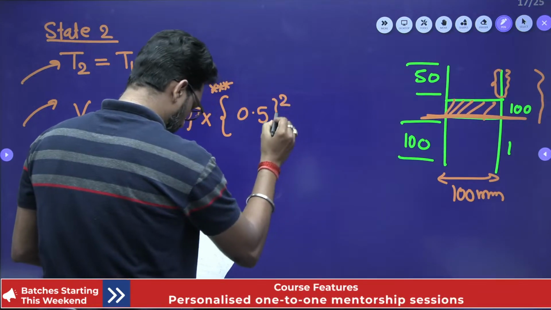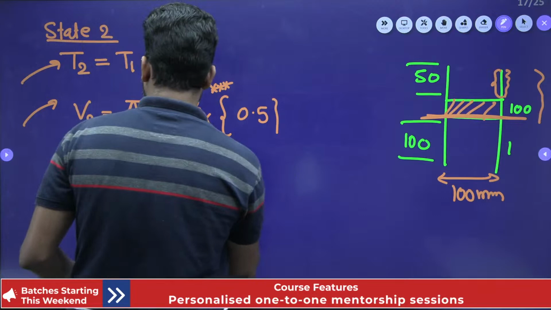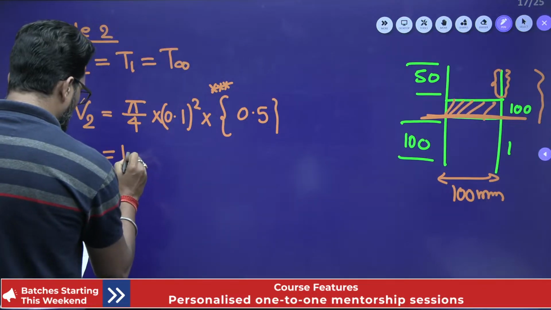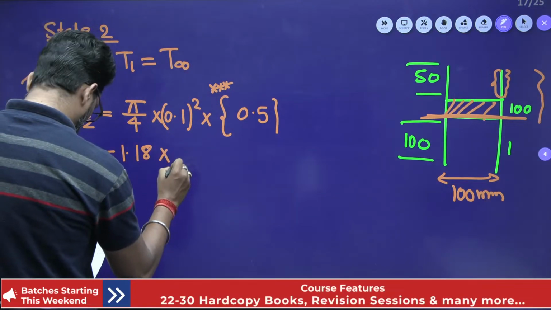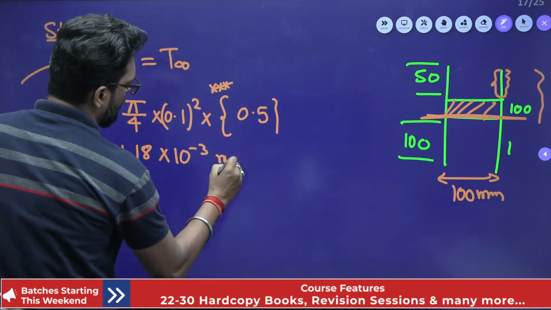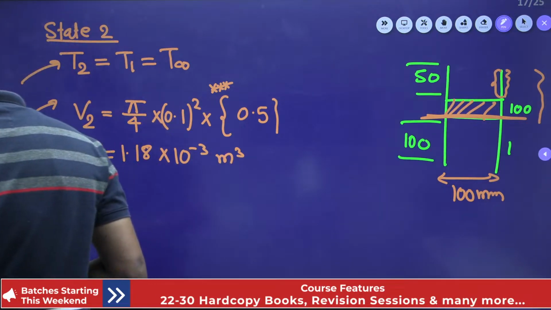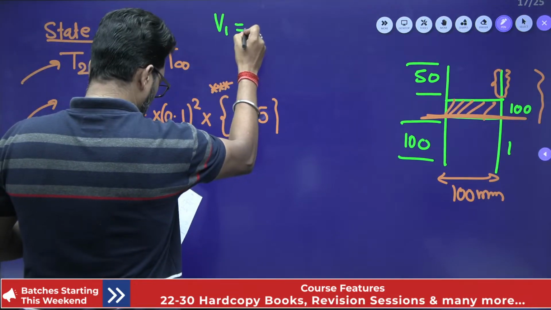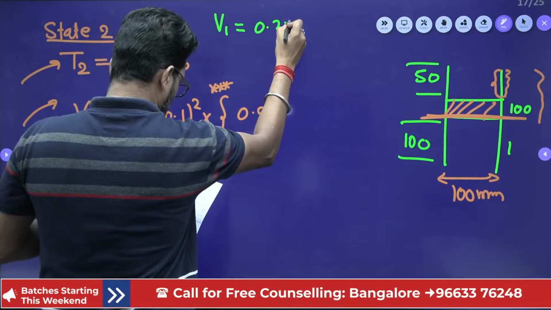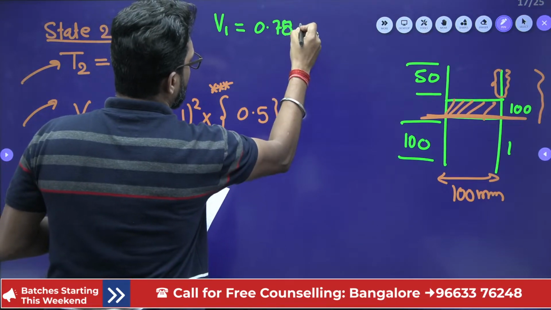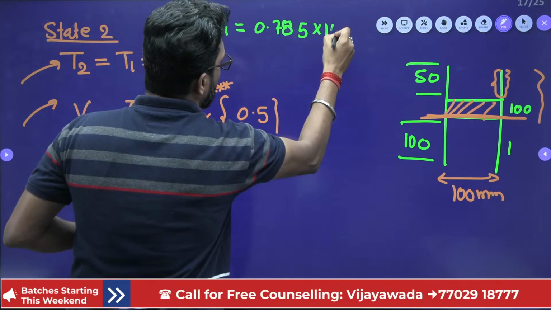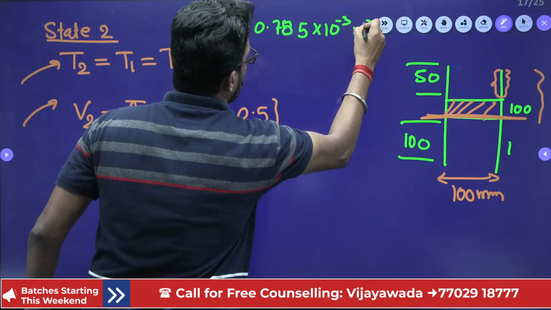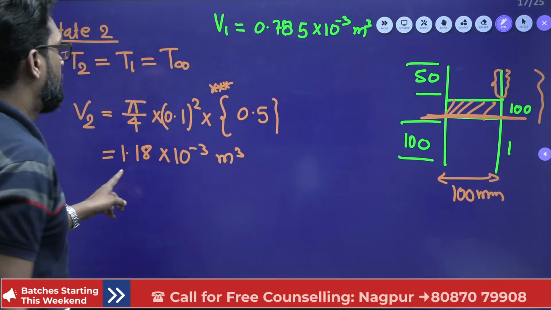Not a square. So V2 is 1.18 times 10 to the power minus 3 meter cube. See the beauty. What is V1? We have V1 equal to 0.7585 times 10 to the power minus 3 meter cube. See the beauty. What is the volume condition?